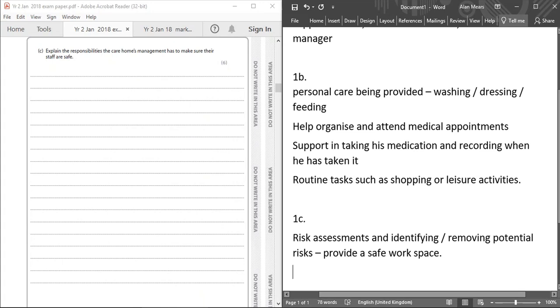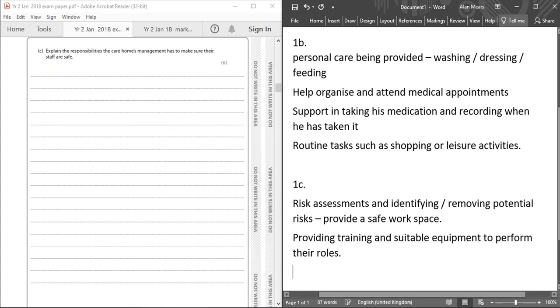We might have things like providing training and suitable equipment to perform their roles. So again, that could be something that would be key to making sure the staff are safe, that they've got the right equipment, they've got the right training to use said equipment, particularly things like lifting patients and moving them around.